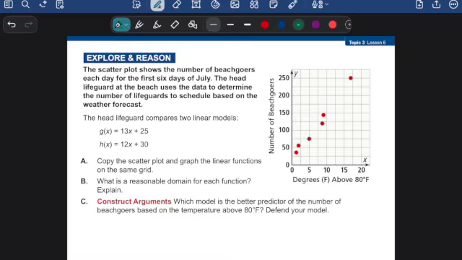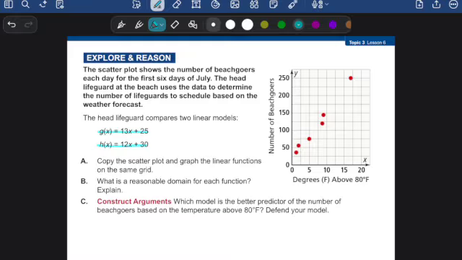For the Explore and Reason, we have this scatter plot, and it shows the number of people that go to the beach for the first 6 days of July. And the temperature is the input, or on the x-axis. So degrees above 80 degrees Fahrenheit, and then the number of people that are at the beach. And the head lifeguard compares these two linear models, so we can see these two equations, g of x and h of x, are given.